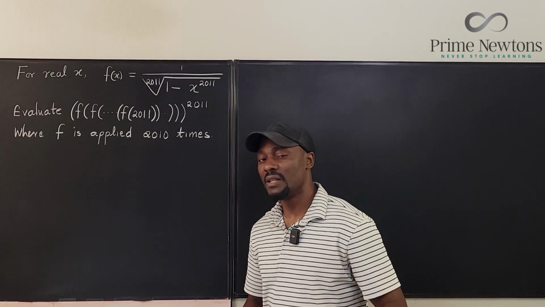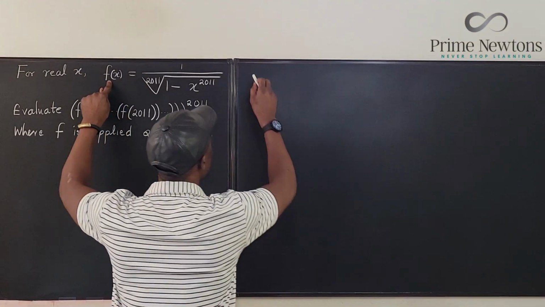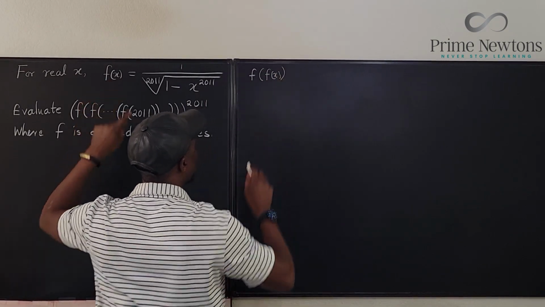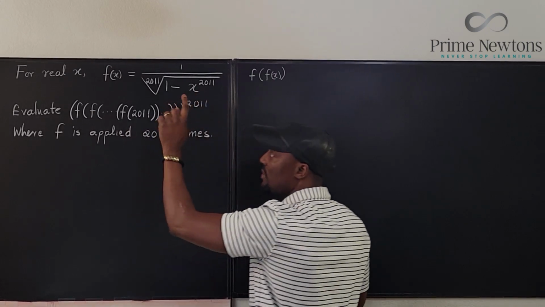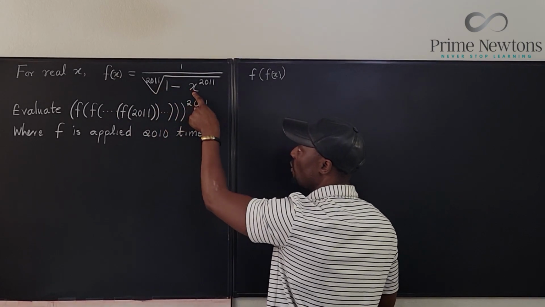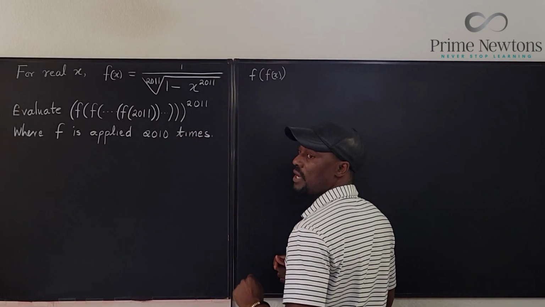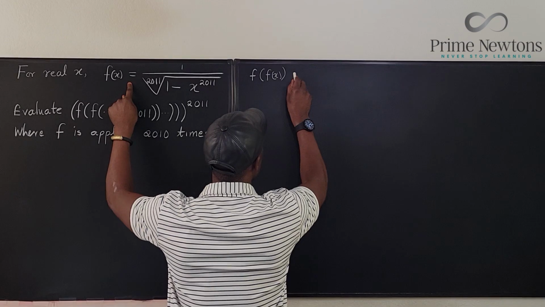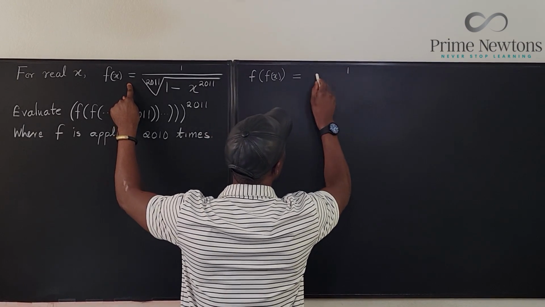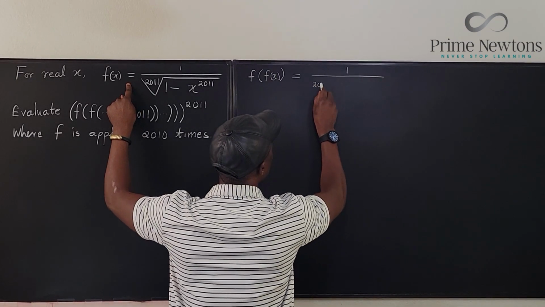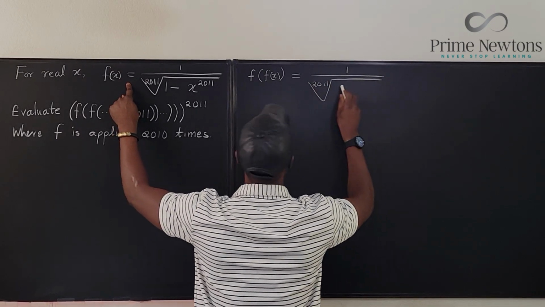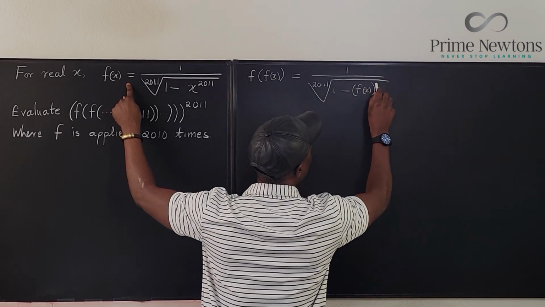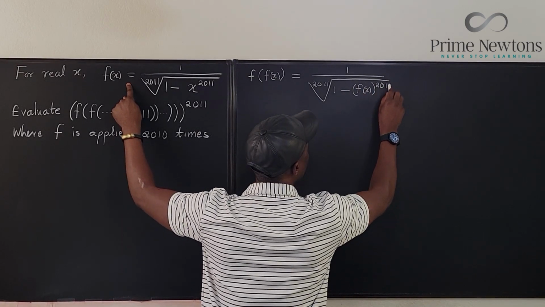So let's apply it the second time. We already have the first time. So let's find f of f of x. Remember that the input is x, and this is the only thing that happened to x. You raised it to power 2011. So if we do f of f of x, what we're going to have is 1 over the 2011th root of 1 minus f of x raised to power 2011. Do you see that?